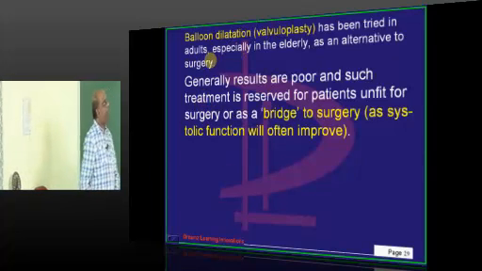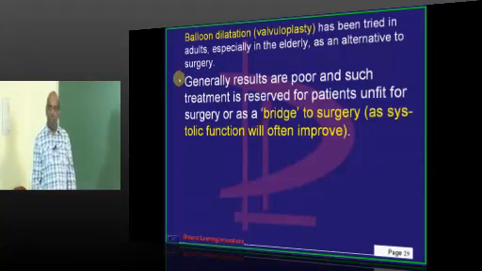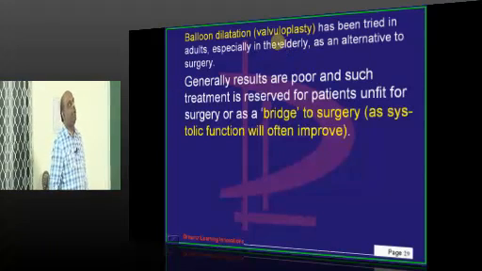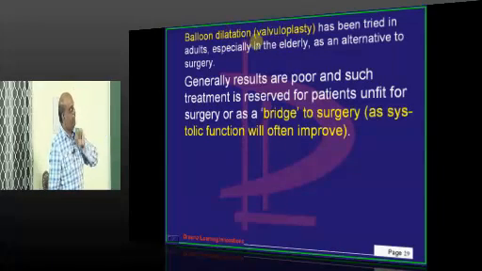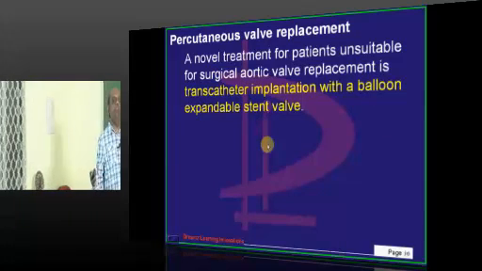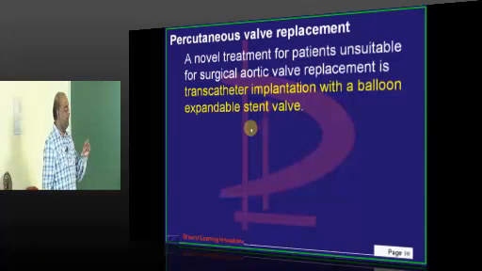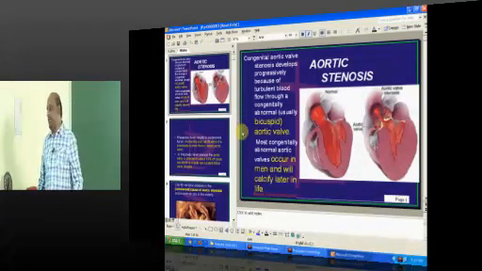Is there any role for valvuloplasty in elderly people as an alternative to valve replacement? Balloon valvotomy, valvuloplasty was tried, or if you are waiting for some time before doing valve replacement, for them also balloon valvuloplasty is still indicated. Then the new novel way of managing aortic valvular disease is a transcatheter implantation with a balloon expandable stent valve, called percutaneous valve replacement, which is another option that is basically available.